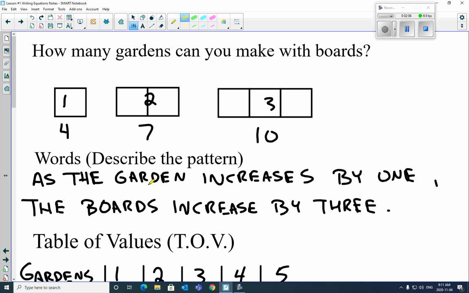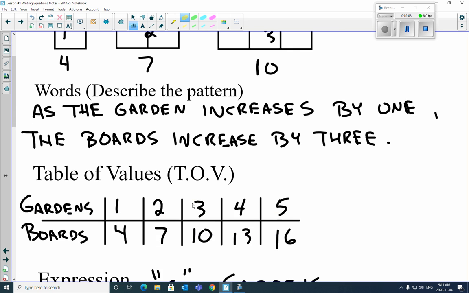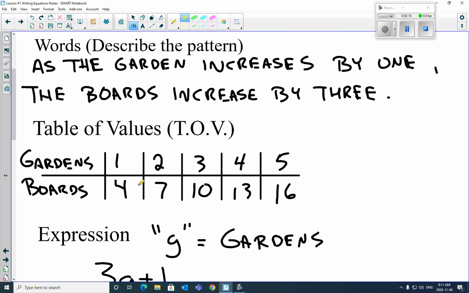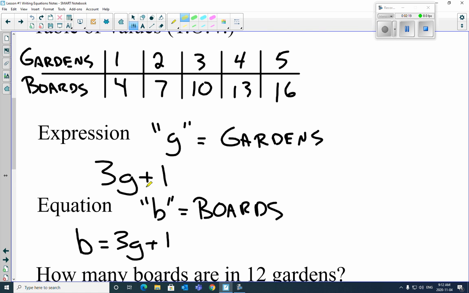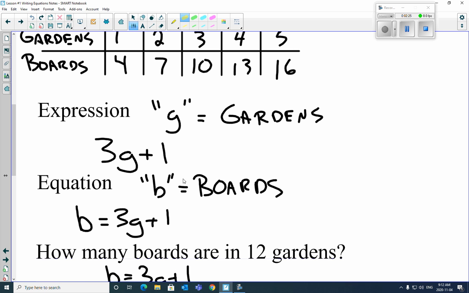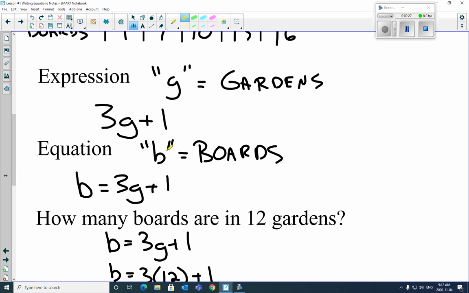That's our word pattern. Table of values: gardens 1, boards 4; gardens 2, boards 7. So you can see this is going up by 3. And again, we can do these extra pieces of information down here at the end, even though they weren't on there. Expression, G equals gardens, so 3 times G, 3 times the gardens plus 1. Okay, the equation: we add the equal sign and another variable, b equals boards. So the number of boards equals 3 times the number of gardens plus 1.